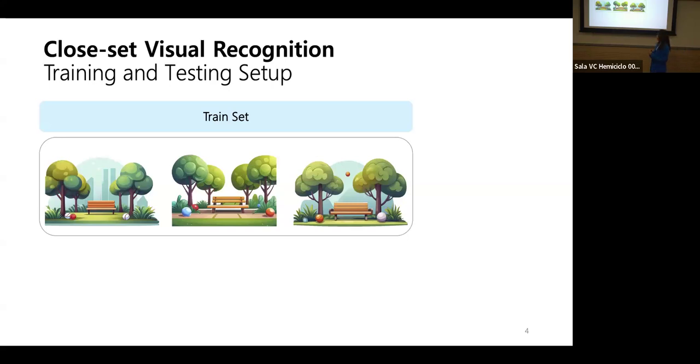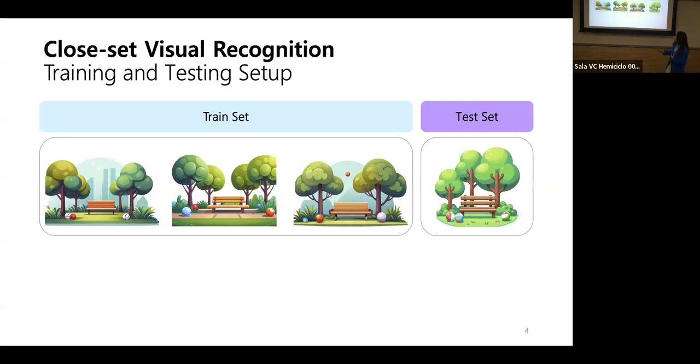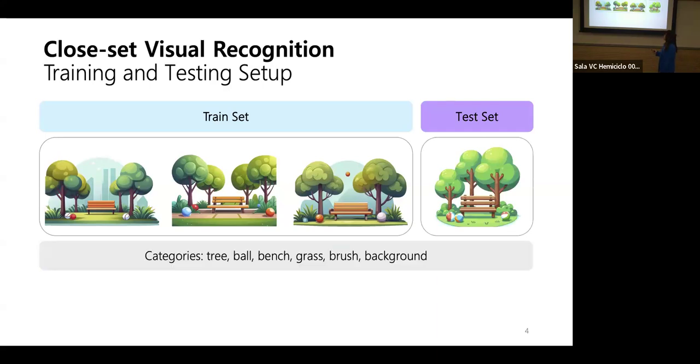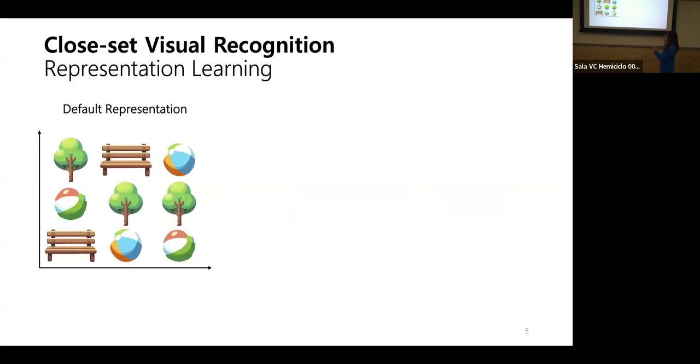As in most supervised approaches, we split the data into a train set and a test set. But more important, we train and evaluate our models in a fixed set of semantic categories. This approach has led to significant advancements in visual recognition, however, it has some limitations in terms of how we represent the data. So that brings us to the concept of representation learning.